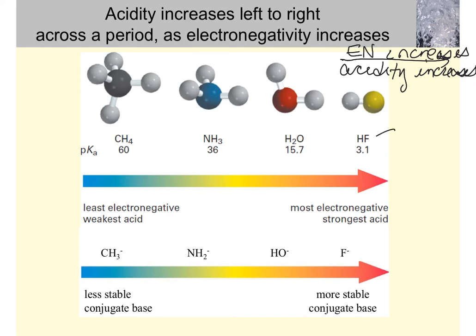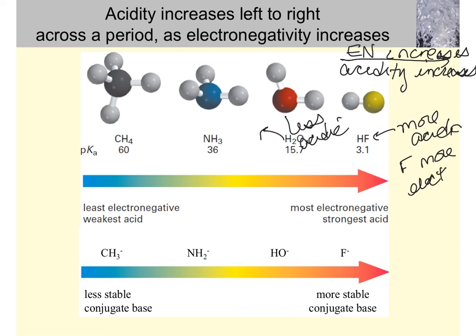So HF is more acidic than H2O or than NH3, right? Because F is more electronegative, and therefore F minus, which is the conjugate base of HF, is more stable.